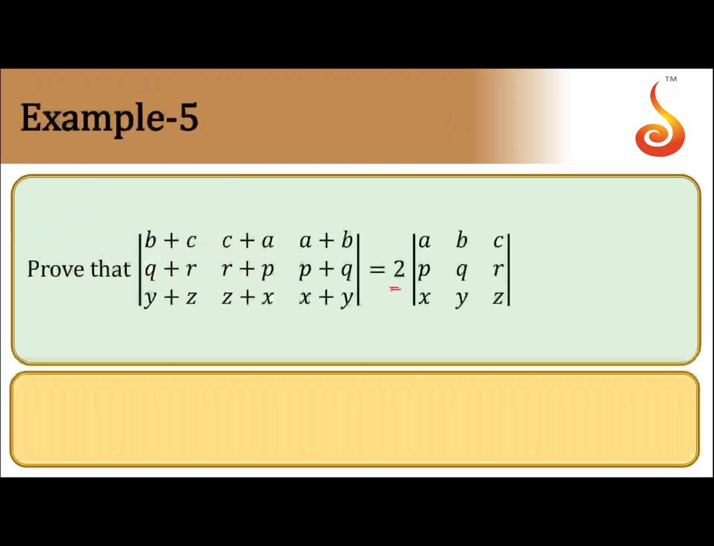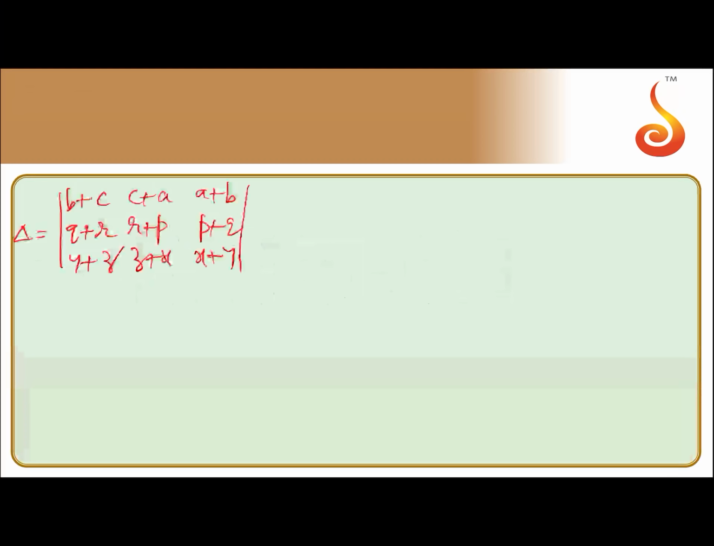And that should be equal to twice of the determinant a, b, c, p, q, r, x, y, z. Now, I should get a single term over here. I'll do one thing. Take the first column and the second column. Add them. You see in the first row, it is c plus a and a plus b. Addition of them is nothing but 2a plus b plus c. And when you subtract from the first column, automatically you get minus 2a. b and c will be getting cancelled.